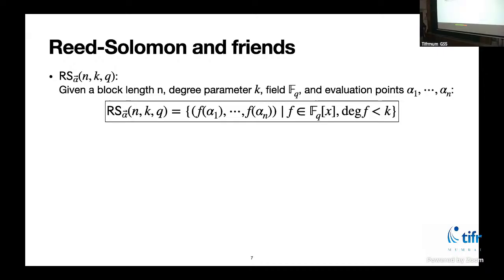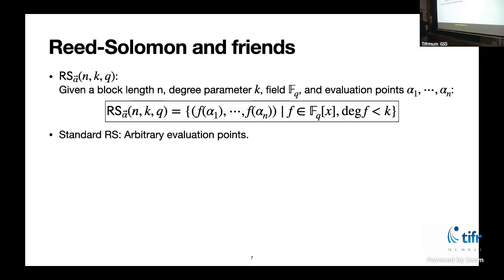Quick sanity check: the rate here is k over n, because you have degree less than k. And the distance comes from the fact that for any two polynomials of degree less than k, their difference is also a polynomial of degree less than k. And a nonzero polynomial of degree less than k cannot have k or more roots. So this means the distance is 1 minus k over n, which is the big one. Good.